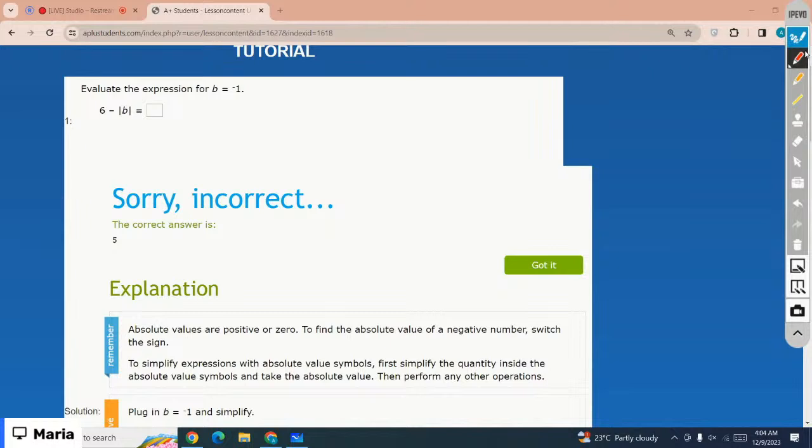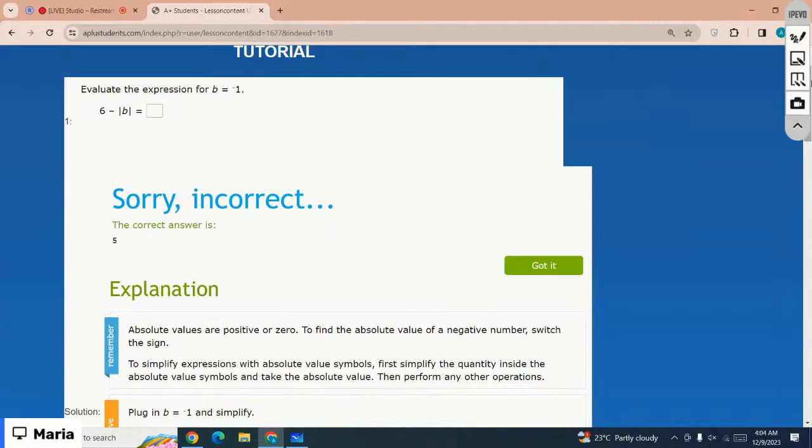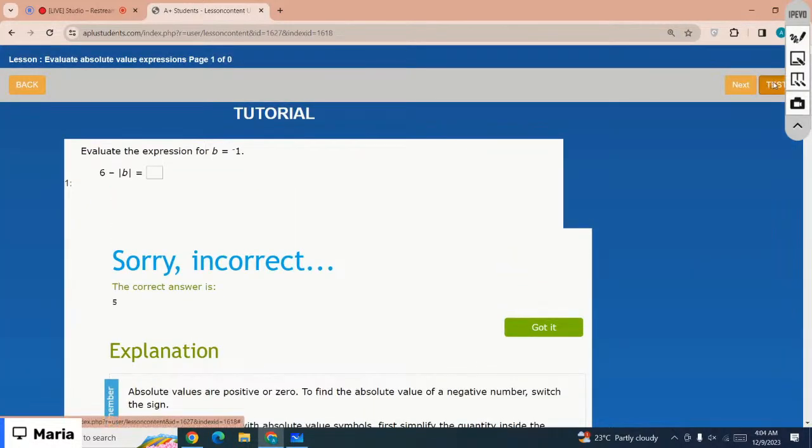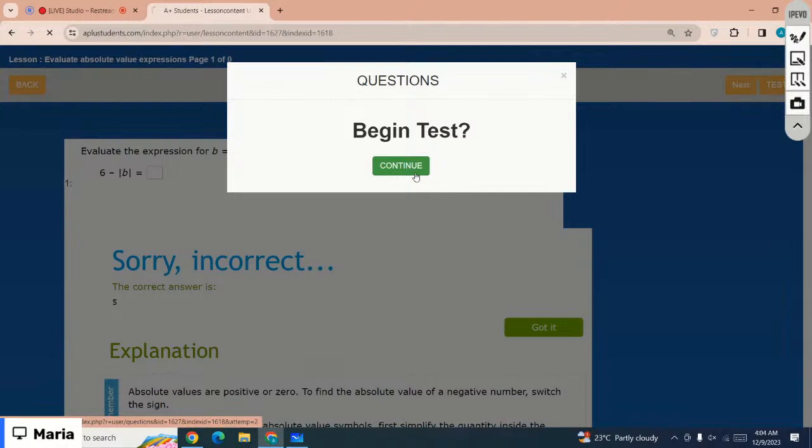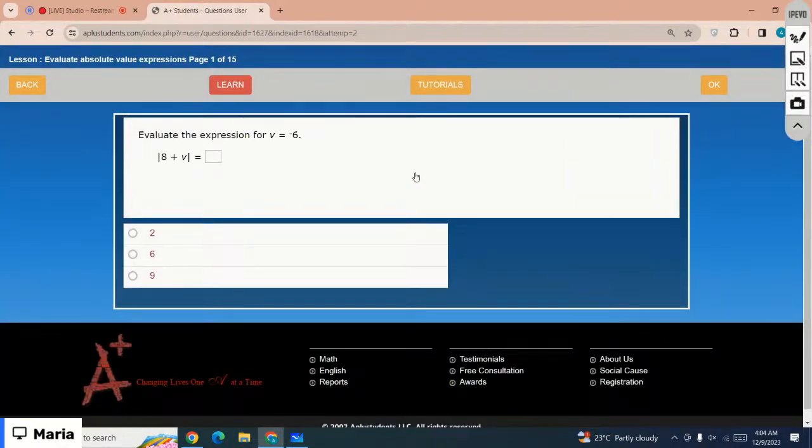Absolute value means just a positive value. If a number is negative, the absolute value is positive. If it is already positive, it is the same, right?